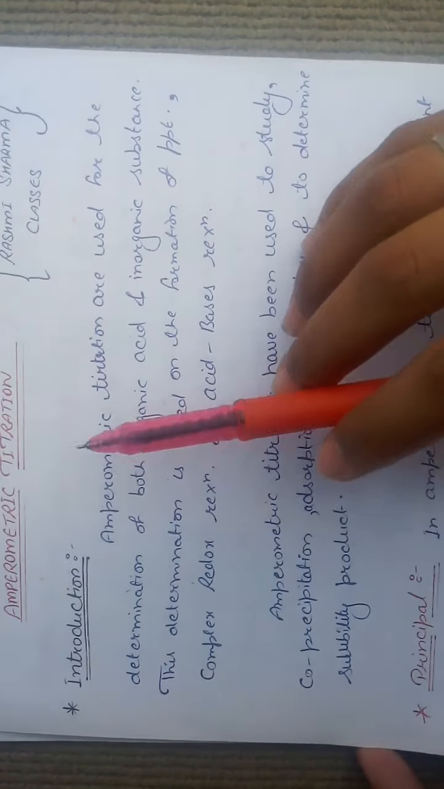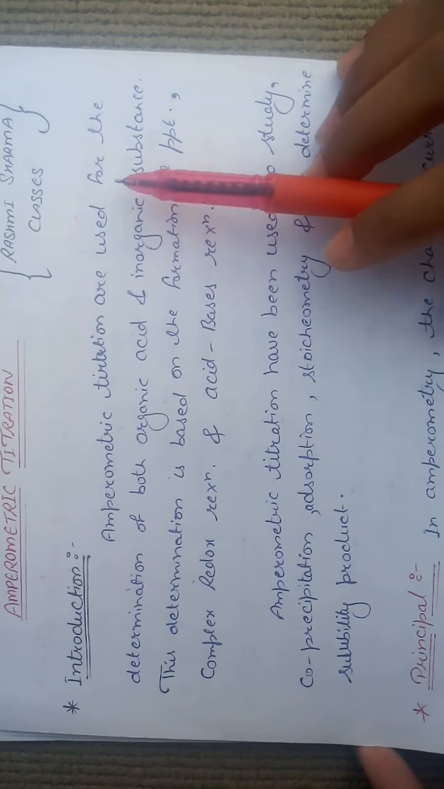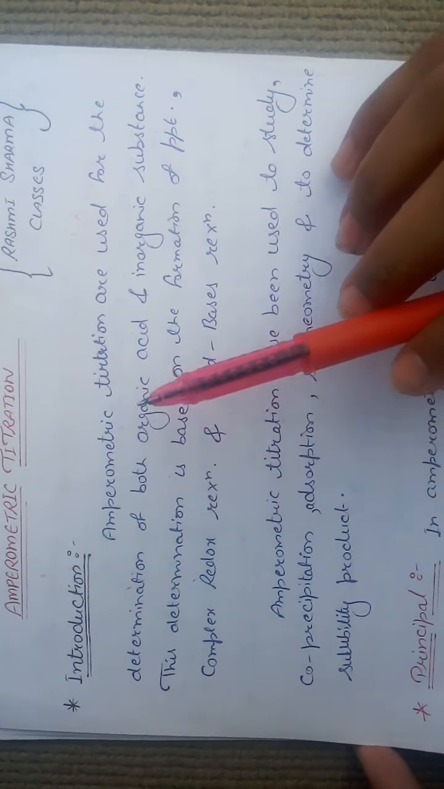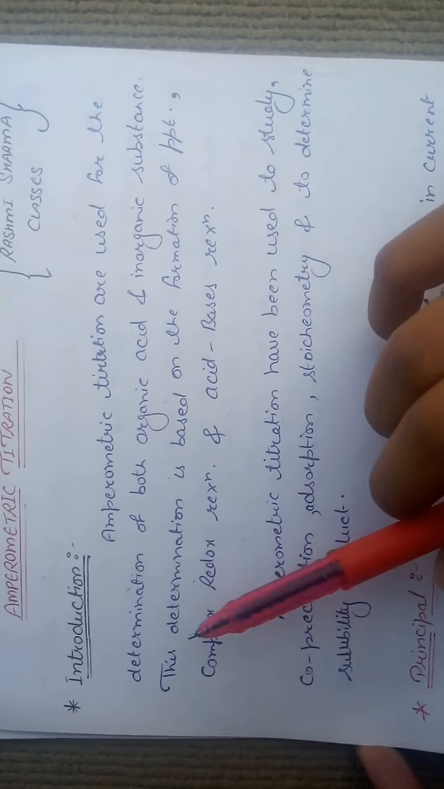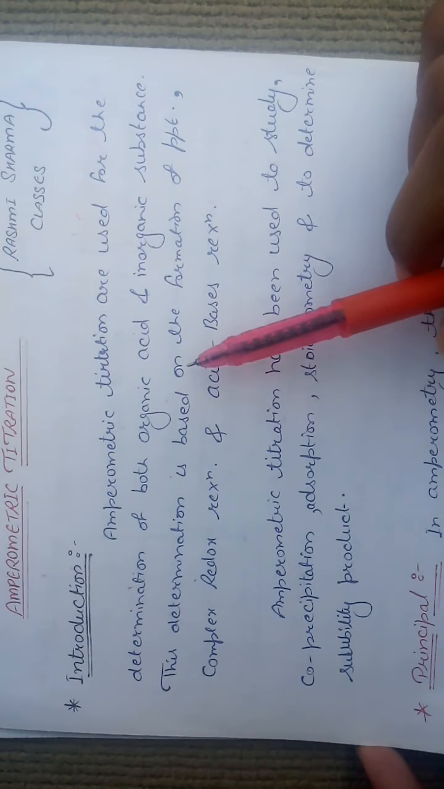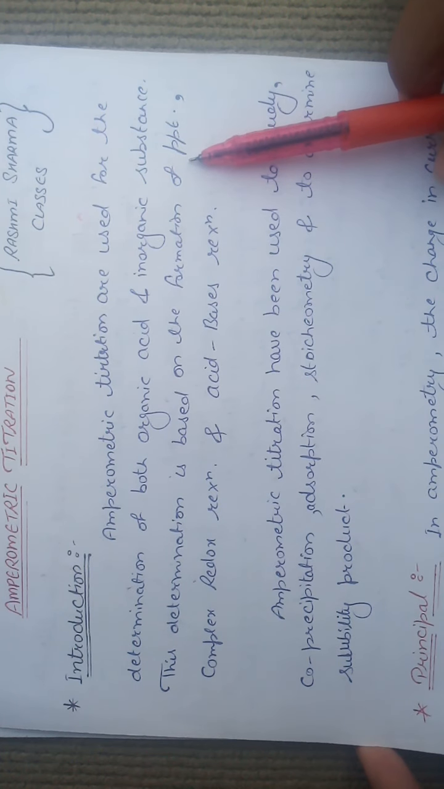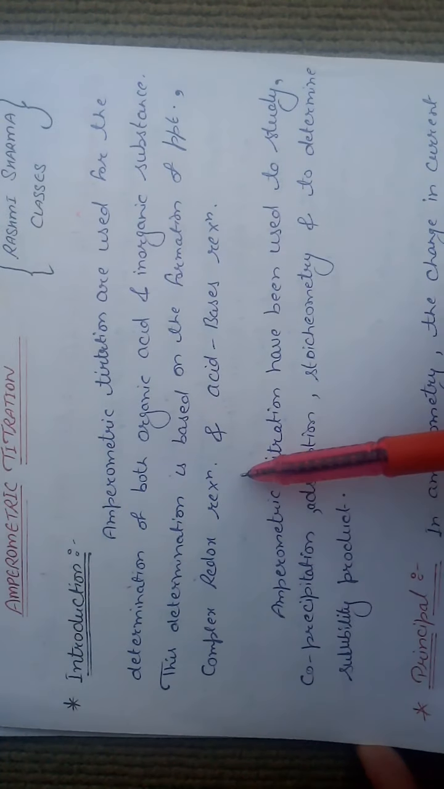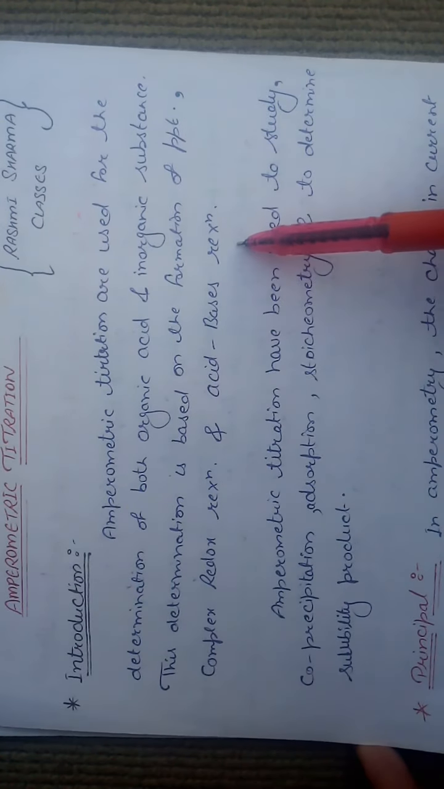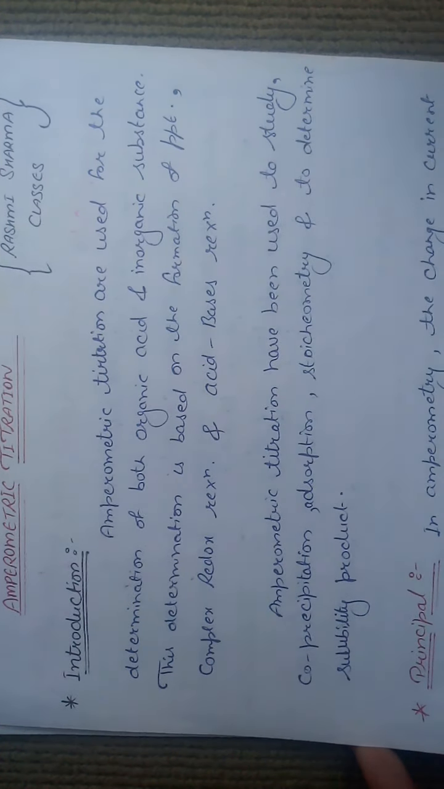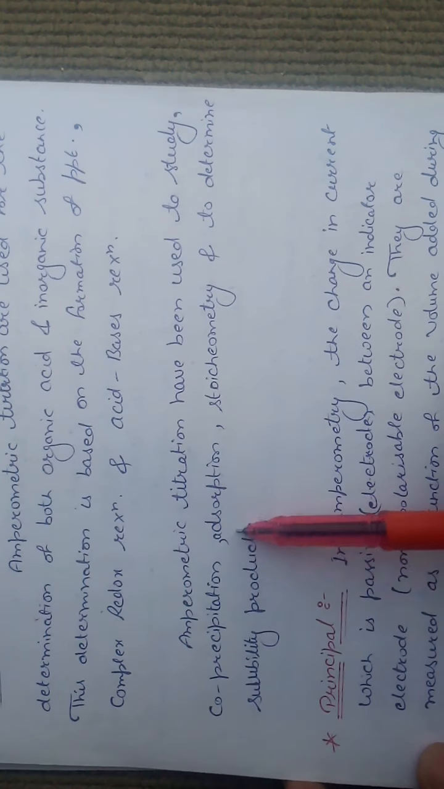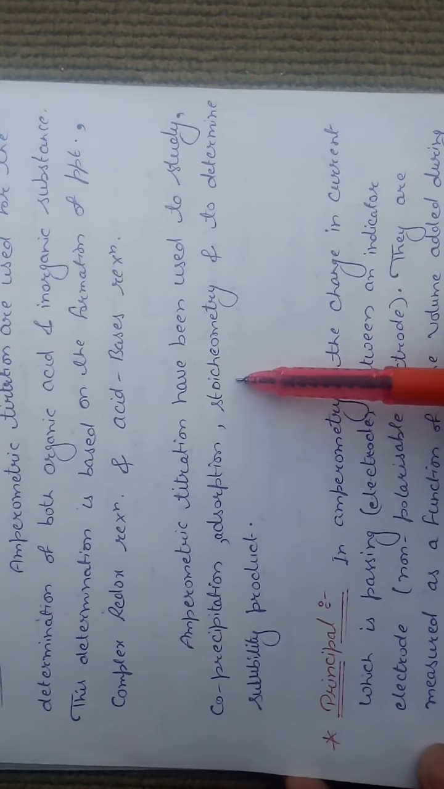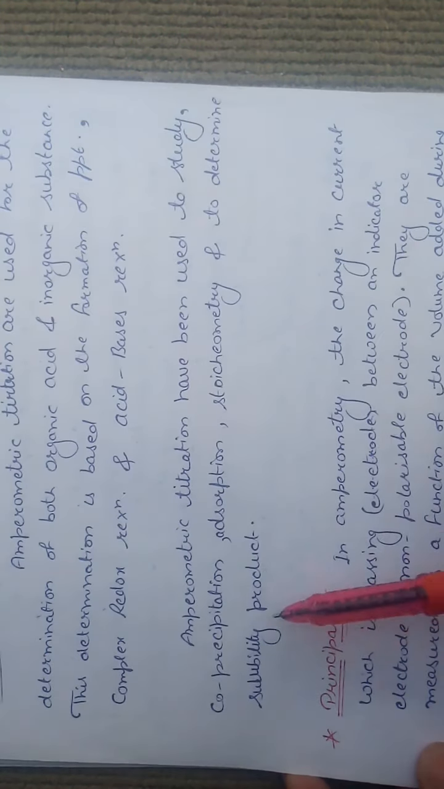Introduction. Amperometric titrations are used for the determination of both organic and inorganic substances. This determination is based on the formation of precipitates, complex redox reactions and acid-base reactions. Amperometric titrations have been used to study precipitation, adsorption, stoichiometry, and to determine the solubility product.